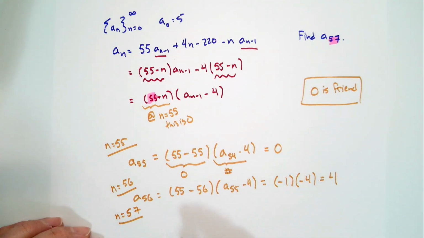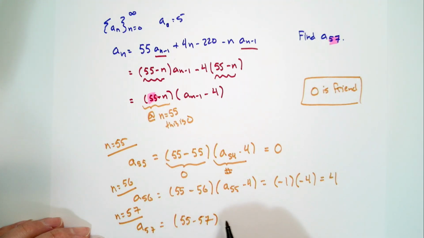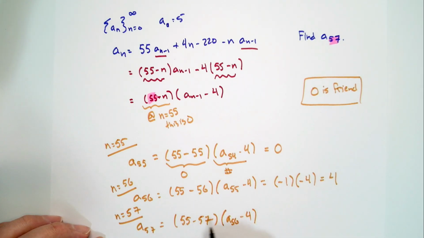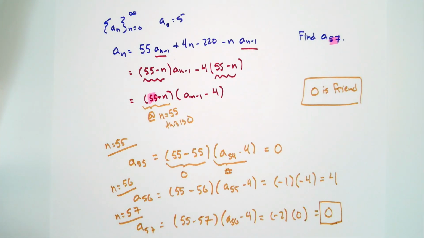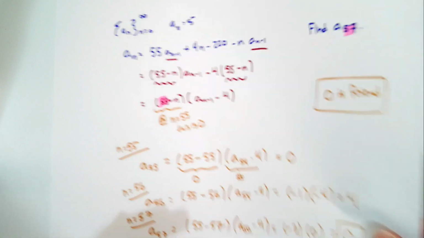Okay, and now our big moment. 57. A57 is 55 minus 57 times A56 minus 4. Well, 55 minus 57 is negative 2. And 4 minus 4 is 0. And, well, it's hard to recover from multiplication by 0. And therefore, our answer is 0. And we're done. All right, and that was the first problem that people wanted to know about. All right, let's go to the second problem.